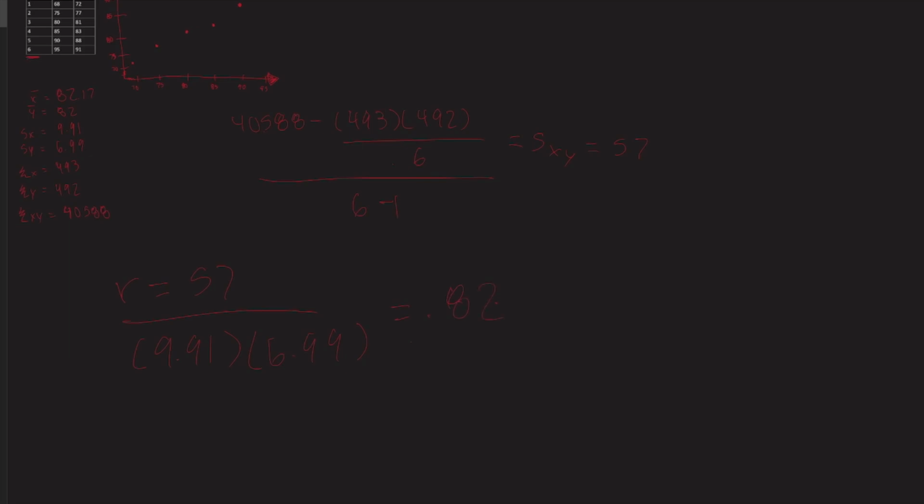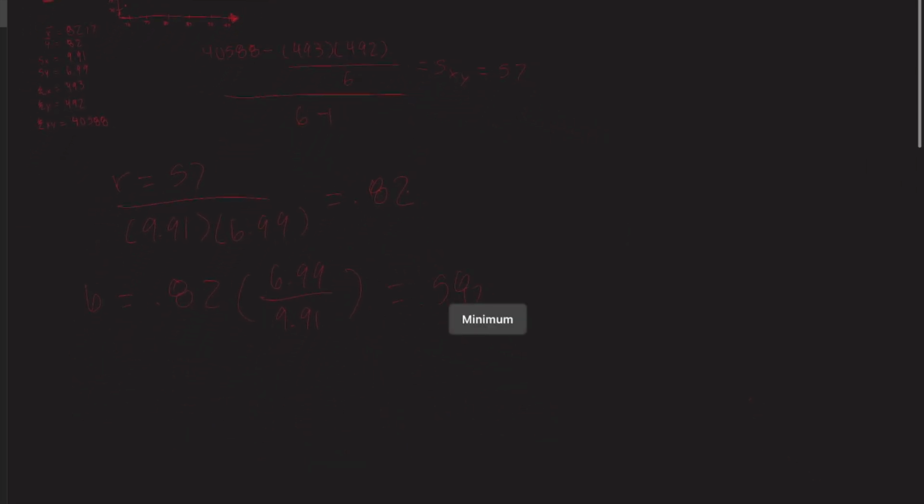After we get R, we want to find the slope. We need to find B, and the formula for B is R, which is 0.82, times the standard deviation of y, which is 6.99, over 9.91. After we plug that into our calculator, we get 0.58.